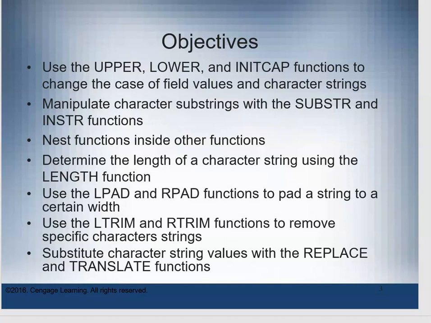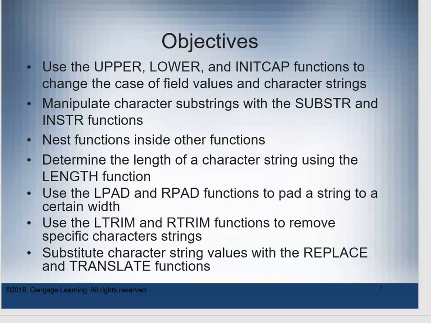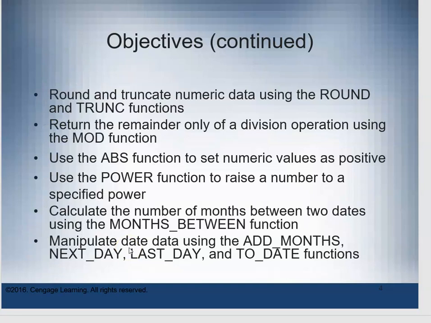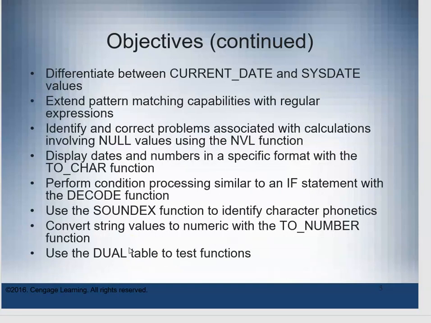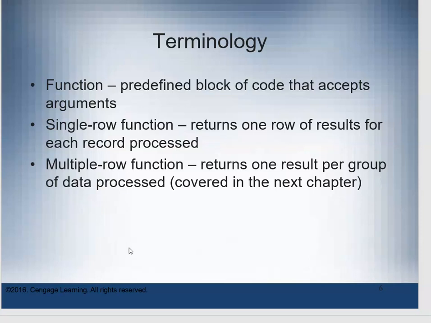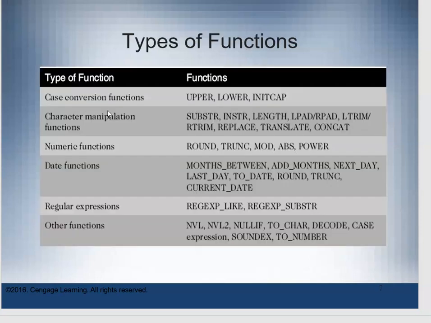So obviously you won't have to know all of these, but we're going to do a lot of them. And let's get started here. So they're uppercase, lowercase, round, there's date functions, and they start with what a function is. A function just accepts arguments. Sometimes it returns something, sometimes it does something in the database, but for us, for today, it's going to return something. And we'll look at a bunch of different functions. These are the different types of functions. Case conversion, character manipulation, numeric, date, regular expressions we're not going to do, and other functions we probably won't do too much. So let's go through a bunch of these here.